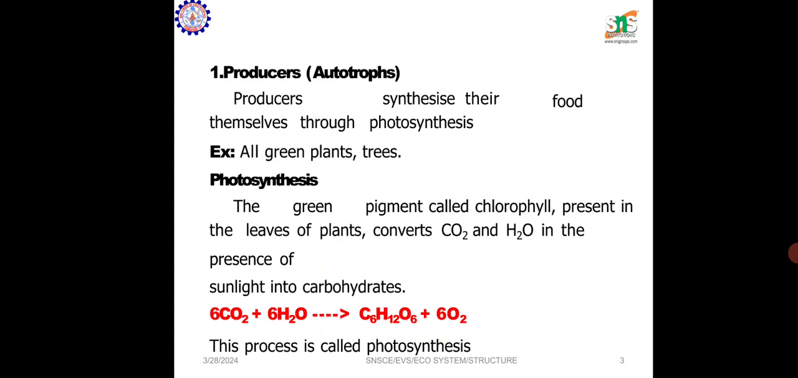What is the process of photosynthesis? The green pigment called chlorophyll present in the leaves of plants converts carbon dioxide and water, in the presence of sunlight, into carbohydrates. So here we have an equation: carbon dioxide and water, combined with the help of sunlight, are converted into sugar, that is carbohydrates, and this releases oxygen. This process is called photosynthesis.